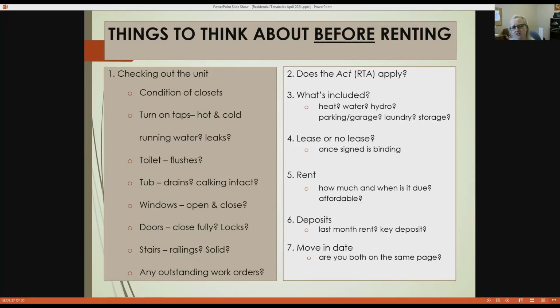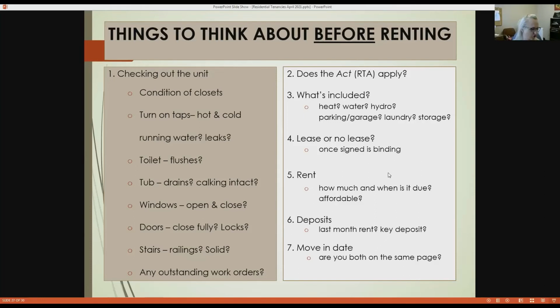Are there any deposits due? Key deposit, last month's rent, and the move-in date. When do you think you're moving in? And make sure you and the landlord are both on the same date. If they're letting you move in early, are they charging you for that? Are they not charging you for that? So you want to make sure you're considering these factors before you rent the unit.